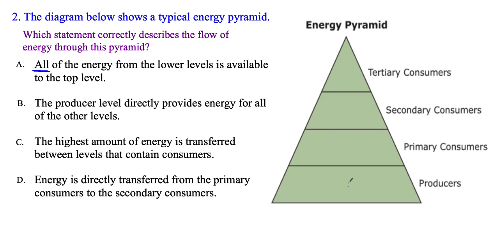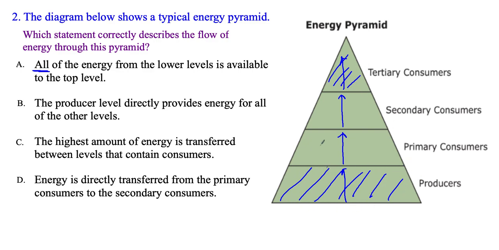Well, here's how you read these energy pyramids. You read them from bottom to top. And as you go up the energy pyramid, energy is lost. And you can kind of see that there's more energy at the bottom than at the top, because there's more space covered by the bottom of the pyramid than the top. So that's one way to look at it.